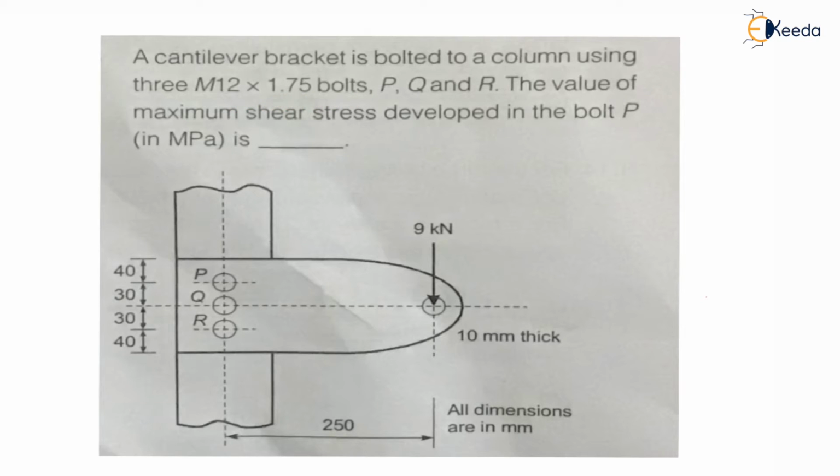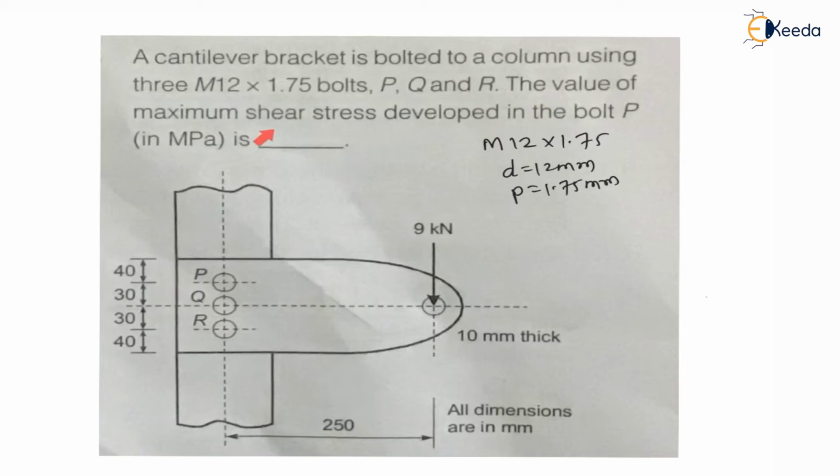Now here M12 into 1.75 bolts means the diameter of the bolt is 12 mm and the pitch of the bolt is 1.75 mm, and it is a metric thread, and there are 3 bolts P, Q, R. Here these 3 bolts PQR are given.